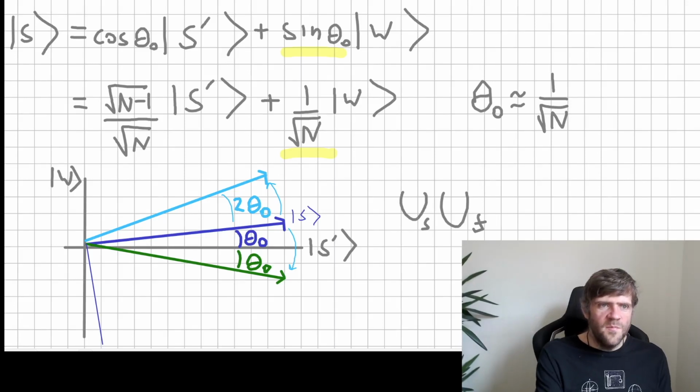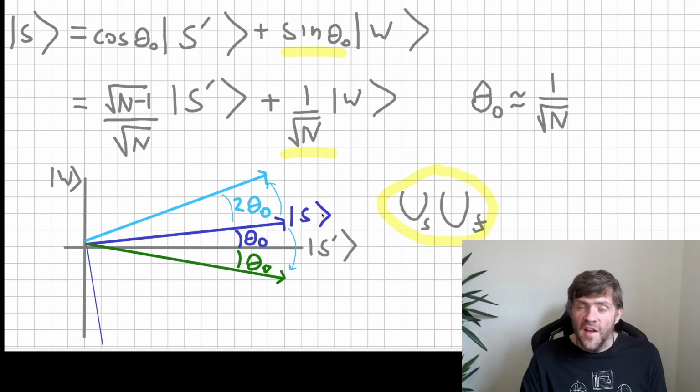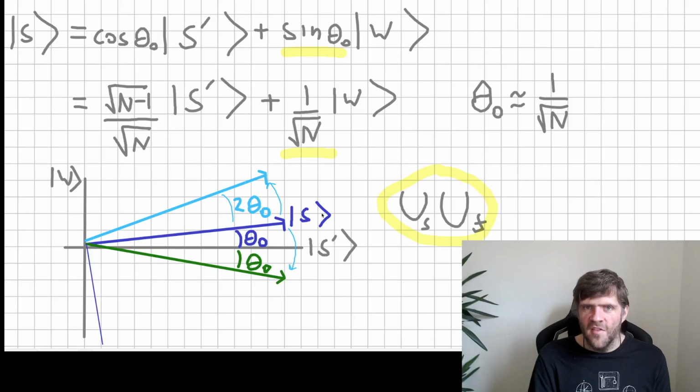So why is this important? Well, we see that by doing UF followed by US, we have taken our original state S and turned it into a state which now has a bigger W component. We started off with an initial state which had a small component of our winning state, the state we actually want. And we have done these two operations, both of them phase oracles, one defined in the Z basis on the winning state, one defined in the X basis on the initial state. And we have ended up with a new state which now has a larger component for the winning state.